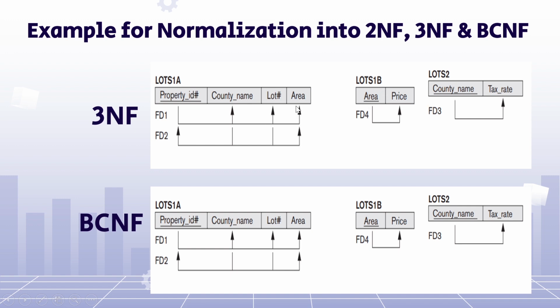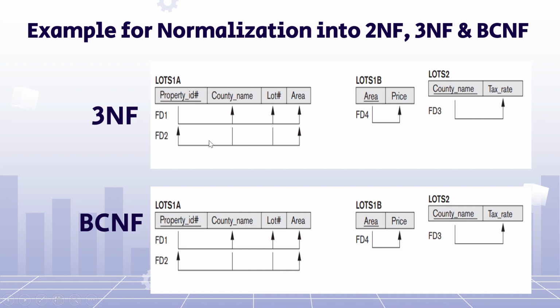Next, checking for BCNF form. Now if you see this table, the country name, which is the primary key of this table, is determining tax rate. Correct, because in BCNF the rule is that if X determines Y, X should be a super key. So country name is a super key. It is a primary key, and of course it's a super key. So the BCNF condition is satisfied here. Now in the lots 1B table, area is the primary key. Area is determining price. So area is again a super key determining another attribute. So this is also in BCNF.